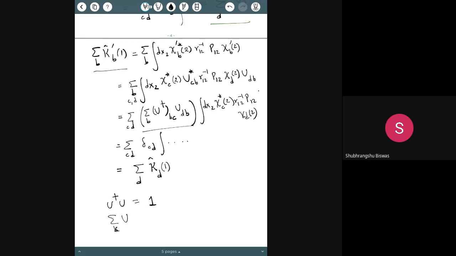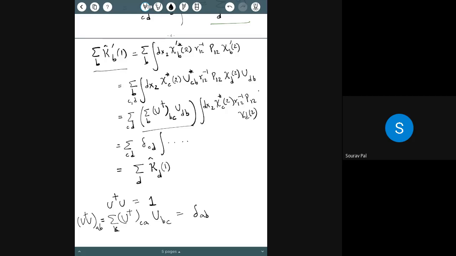Let's see. U dagger, let's say, U. So I'm summing on C. So B C. That is equal to delta A B. So U dagger U, the A B element, must be delta A B.